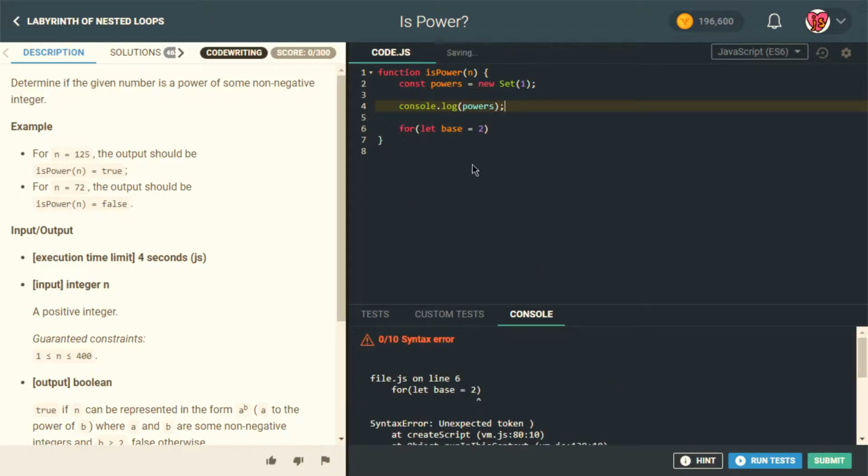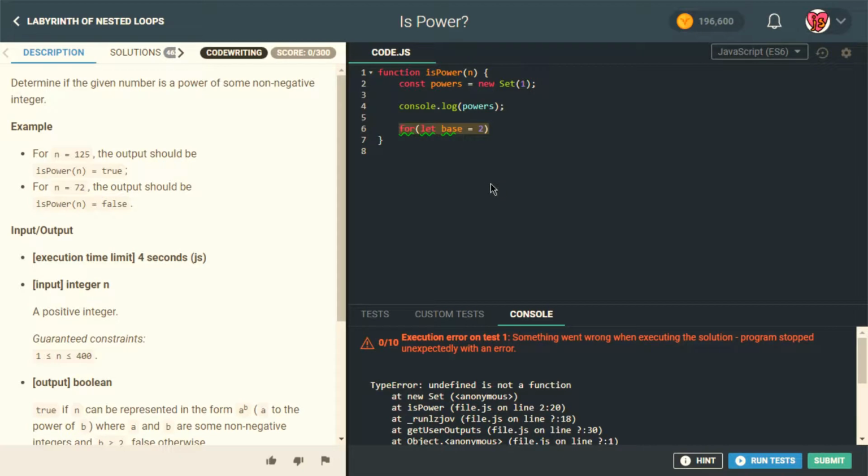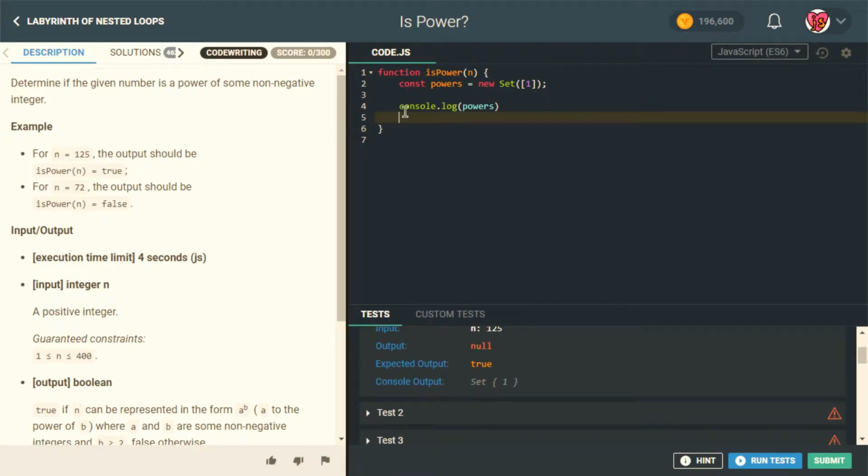Let's just clear that for now. Undefined is not a function. What? Okay, hold on a sec. Console log powers, new Set, 1. Let's see if it works like that. Okay, yeah, good. So we need that. Okay, cool. So just to get that stuff back, and then I'll put that in there. Cool. So we've got this thing. It starts with 1. Why am I starting with 1? Well, because basically I want to do a nested loop here, which maybe is the intended way to solve the problem because we are in the labyrinth of nested loops. Yeah, cool.